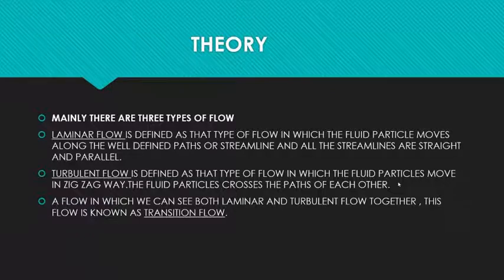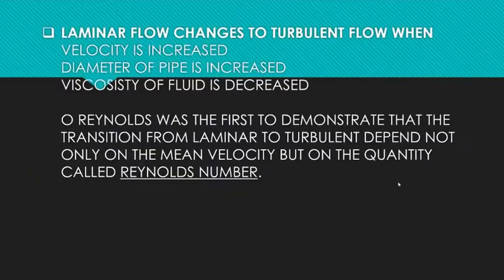And the theory contains mainly three types of flow. Laminar flow is defined as that type of flow in which the fluid particles move along well-defined paths or streamlines, and all the streamlines are straight and parallel. Turbulent flow is defined as the type of flow in which the fluid particles move in a zigzag way and the fluid particles cross each other's paths. A flow in which we can see both laminar and turbulent flow together is known as transition flow.